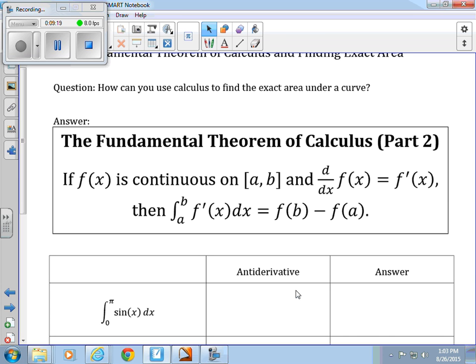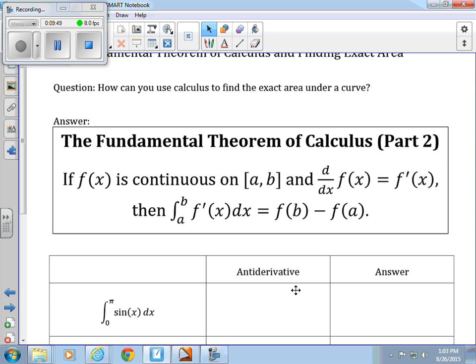So this is big. Because how did we have to find the area under sine of x before this? Yeah, boxes. And to get accurate, how many boxes would you have to do? A lot. All of them. It's a problem, right? You can imagine Isaac Newton getting tired of boxes, and so he's thinking there's got to be a better way. Well, this is the better way.